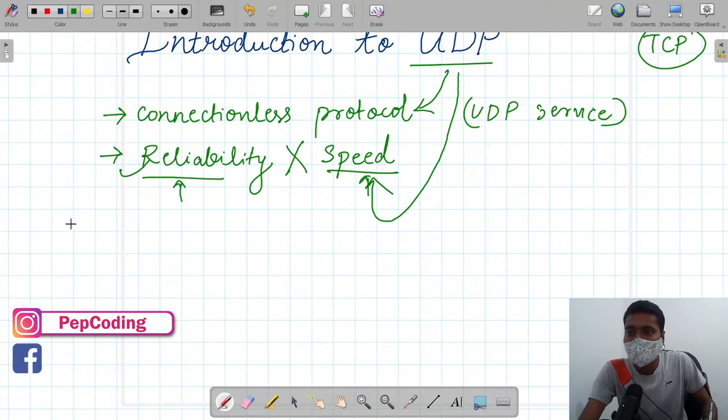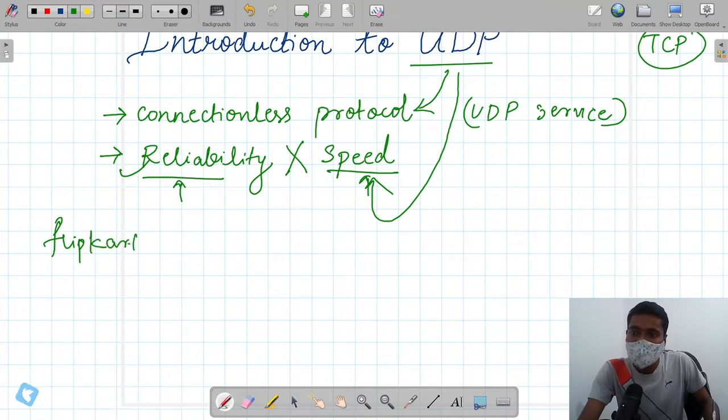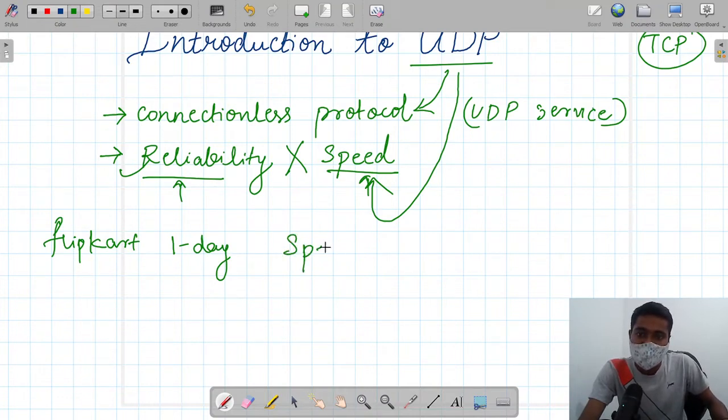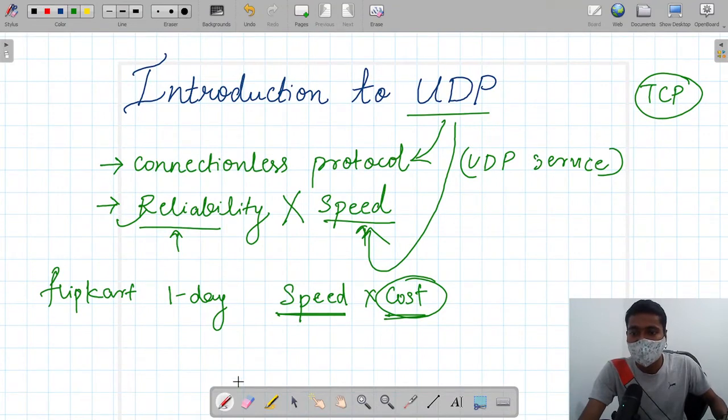Suppose, I hope you know that Flipkart offers us one-day delivery, where the constraints are speed and cost. If you rely on speed, you have to give up cost, and if you rely on cost, it would take 3 to 4 days to deliver the same packet to you. It is the same as this. That is the most important thing. UDP is going to rely on speed, and there is one more protocol in the transport layer, that is TCP. TCP relies on reliability.